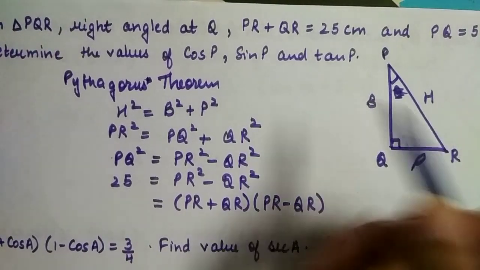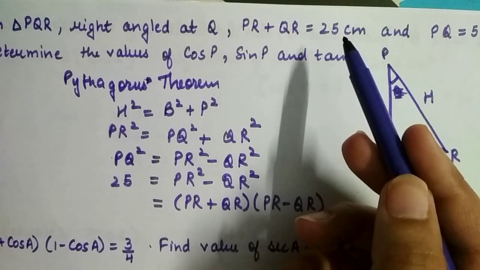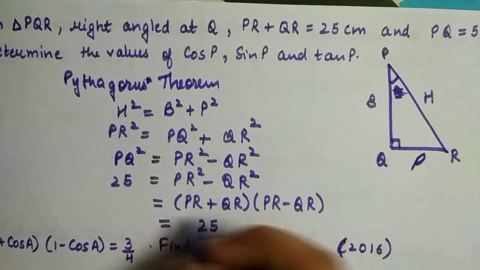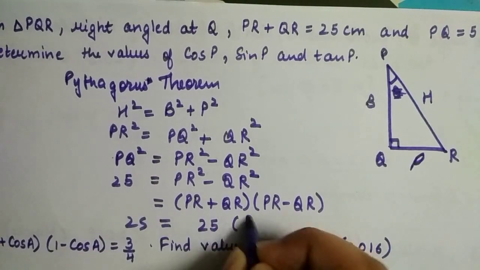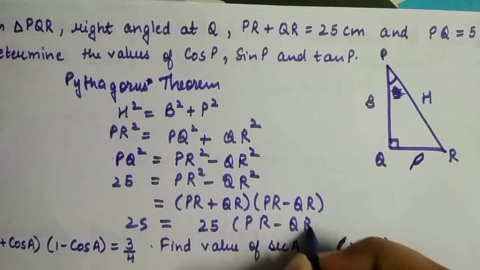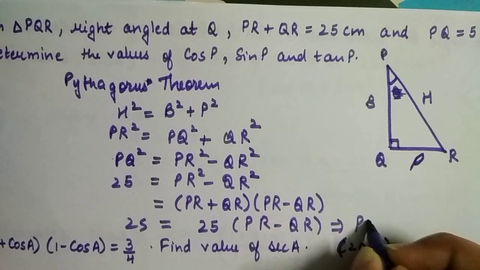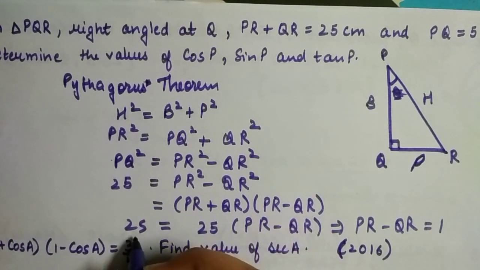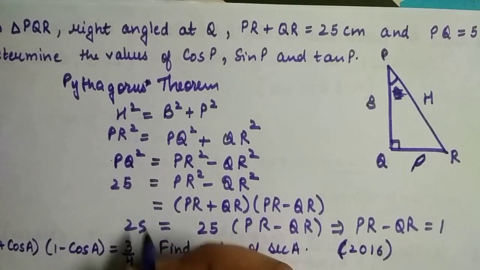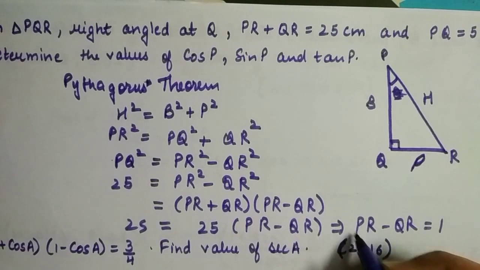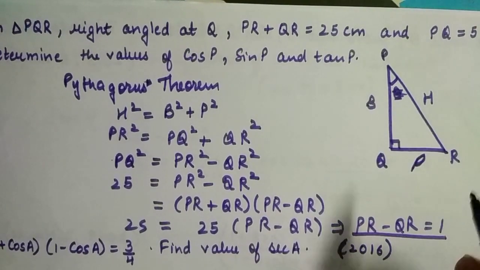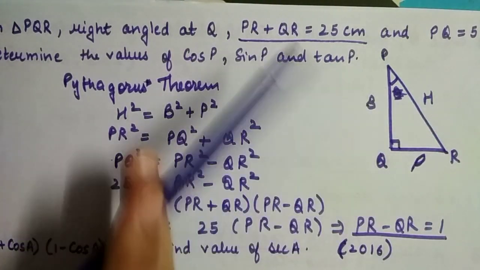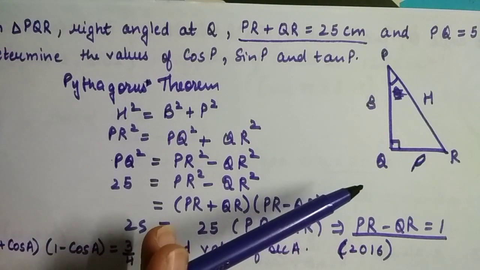Okay, now you know the value of PR plus QR. It is given to be 25 centimeter. So this is equal to 25 into PR minus QR. So from here you get the value of PR minus QR as 1, because you will shift 25 here, so it will cancel out and you get 1. So PR minus QR is 1 and PR plus QR is 25. So from these two equations we can find out the value of PR and QR.